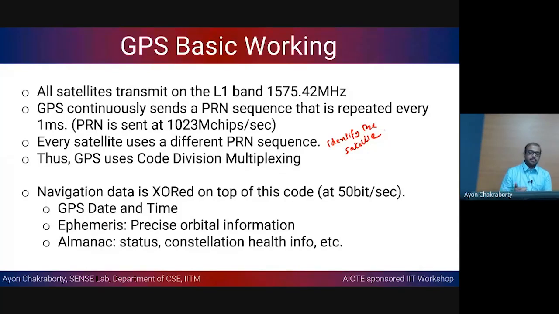So because it uses CDMA, code division multiple access, code division multiplexing, they could be simultaneously transmitting, and since each one of them is using a different code, we could easily extract them and identify the different satellites altogether.